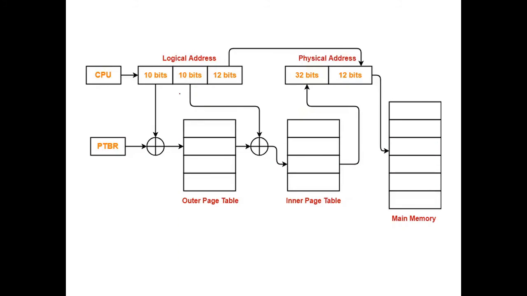You can see in this diagram, the CPU generates the address. These 10 bits give the address of the outer page, this gives the address of the inner page, and these 12 bits are the offset. So first of all, it will search the pages in the outer pages. The outer page gives the details about the inner page. So in the inner page you will get the exact frame address.